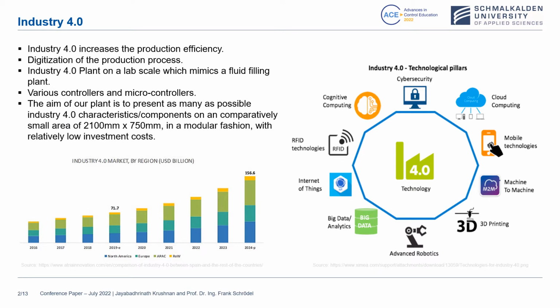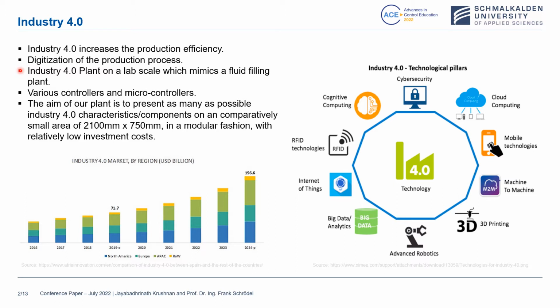Industry 4.0 is an emerging technology which has proven to increase the production efficiency of industries, which is supported by the graph we see here, showing the development of the Industry 4.0 market by region. The core factor of Industry 4.0 lies in the digitization of the production process through advanced technologies like cloud computing, Internet of Things, big data analytics, advanced robotics, and other cyber physical systems. Industry 4.0 also makes the machines more intelligent by removing the hurdles of communication between the machines.